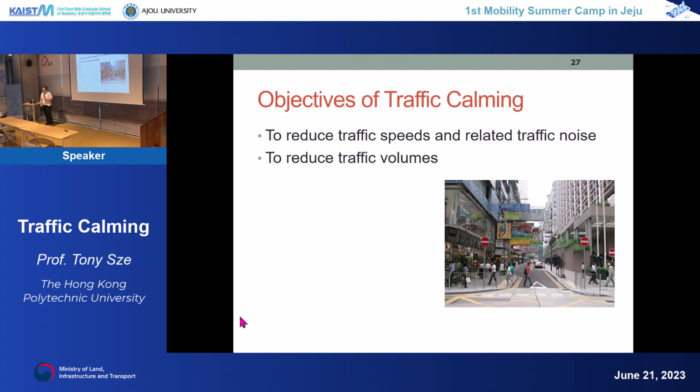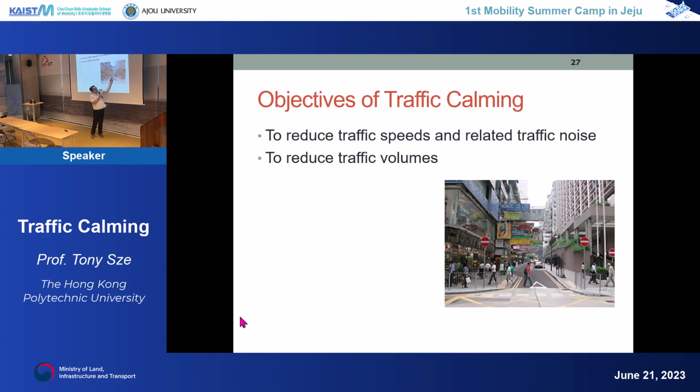So come back to this traffic calming. Several objectives. We don't want too many vehicles to pass by because these are the roads that serve the accessibilities. No need to pass by if you are not going into this area, isn't it? So we want to reduce the traffic volume. More importantly, we want to reduce the traffic speed. Sometimes we also want to reduce the noise. That is why, as I say, quite often you put it in the school area, hospital or residential area.